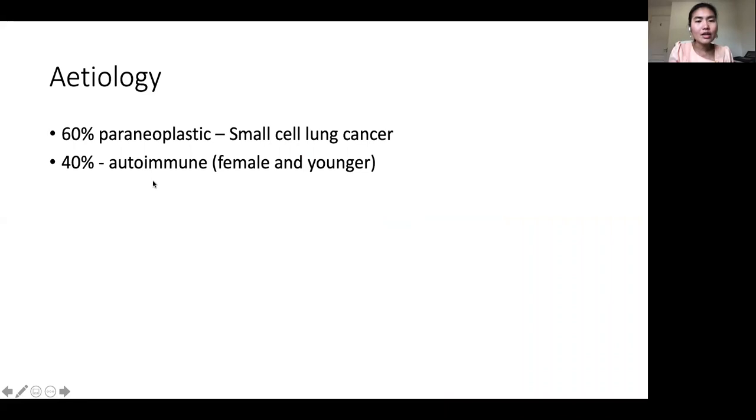There are two reasons. One is we don't really know it. The immune system, you see, becomes dysregulated, and it starts attacking its own antigen. An unfortunate thing is the voltage-gated calcium channels. In the majority of cases, in 60%, it is paraneoplastic, and it's commonly associated with small cell lung cancer.